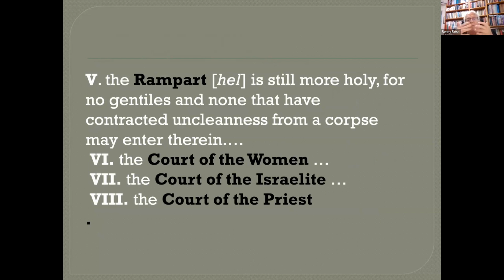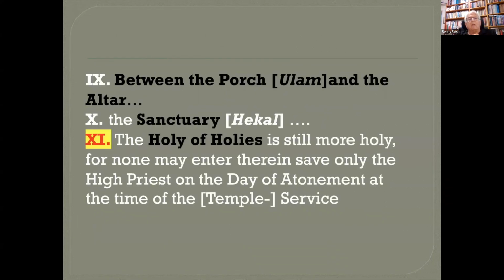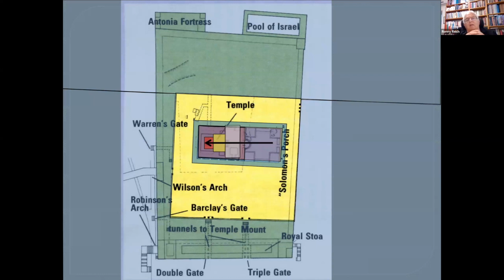And when we go to the court of the women, and the court of the Israelites, and the court of the priests, and please, next. And between the porch, the ulam, and the altar, the mizbeach, we are here already inside the temple, the sanctuary, the hechal, and finally the Holy of Holies, Kodesh HaKodashim, is still more holy, for none may enter therein save only the high priest on the Day of Atonement, Yom Kippur, at the time of service, Bishat Avodah, the temple service, I mean, not to work. And you see, it's 11 areas, not 10 as the caption of the list goes. So this is a very elaborate system. Please, next, and we'll see how it can be demonstrated on a map.